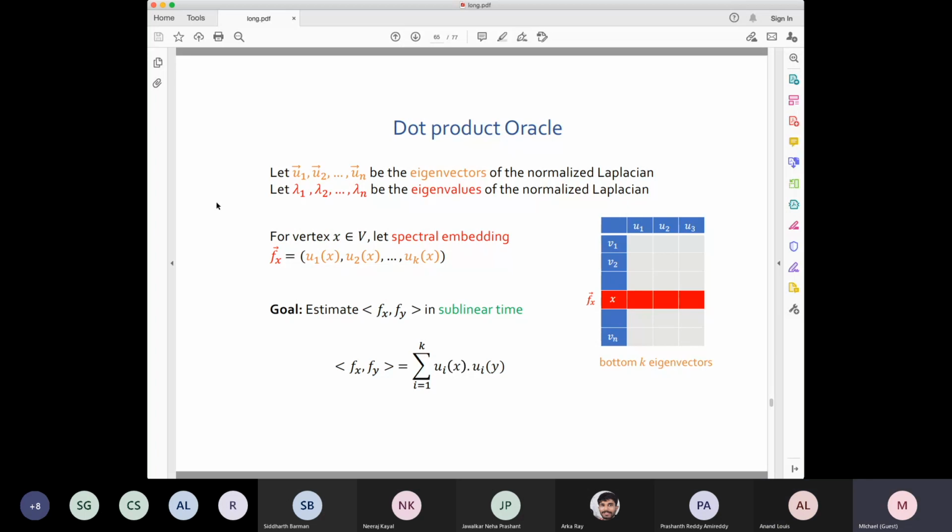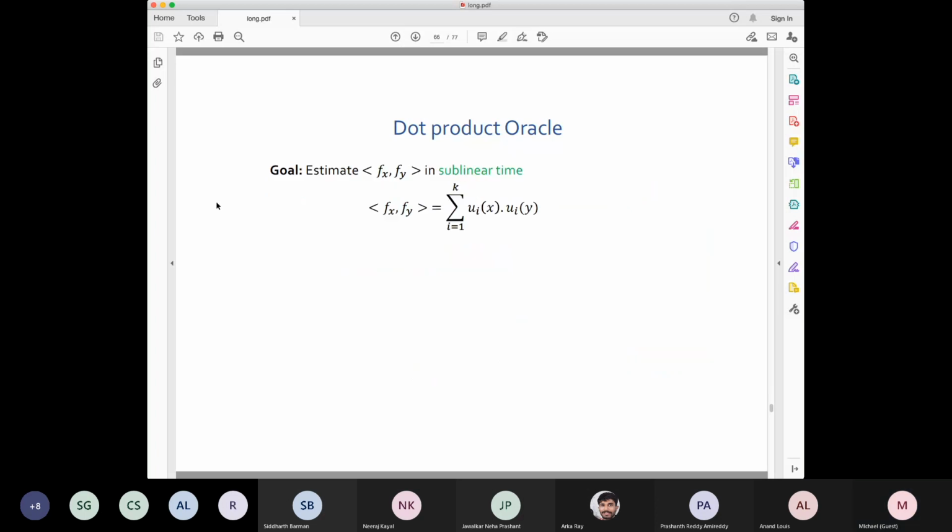Good. So what is the goal here? Basically, let u1, u2 through uk be the eigenvectors of the normalized Laplacian. The lambdas are the corresponding eigenvalues, as shown on the slide. The eigenvectors are the columns, and we let fx be the xth row of the corresponding matrix. Now, given two vertices x and y, we want to quickly estimate the dot product between these two rows. Quickly means in time less than n, so n to the 1/2 plus a little bit.